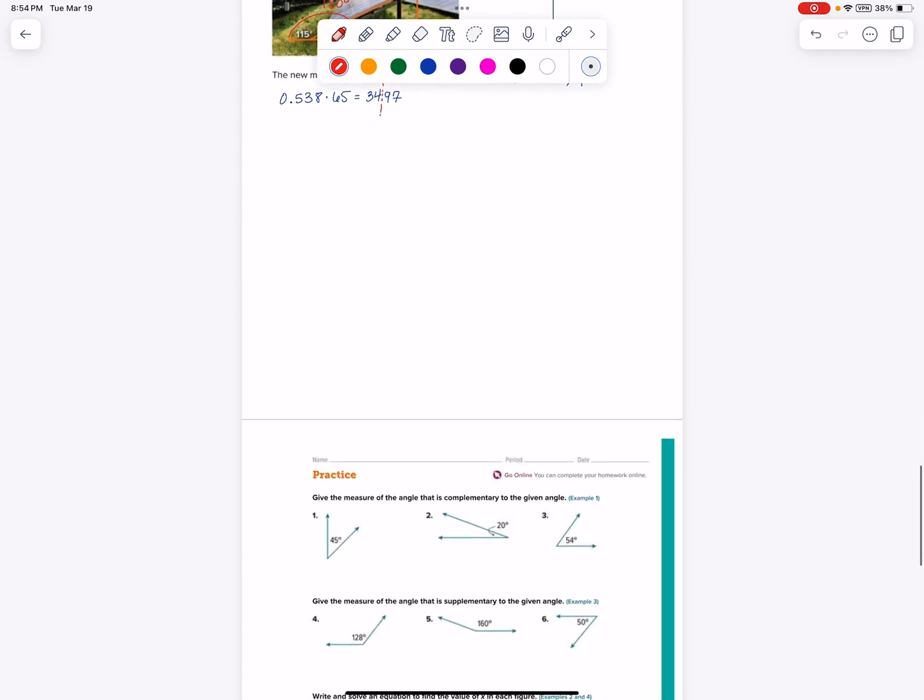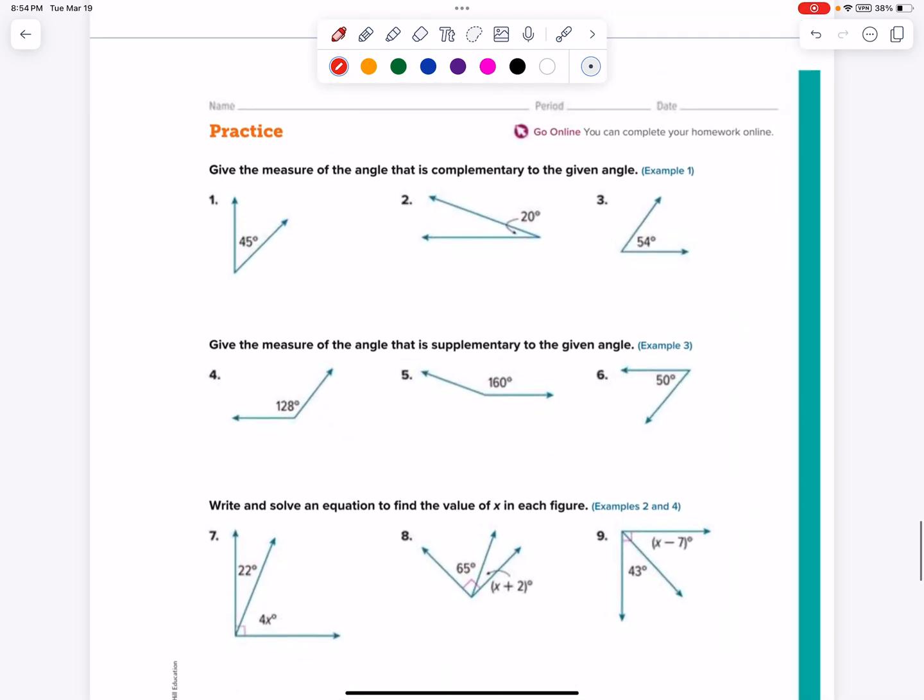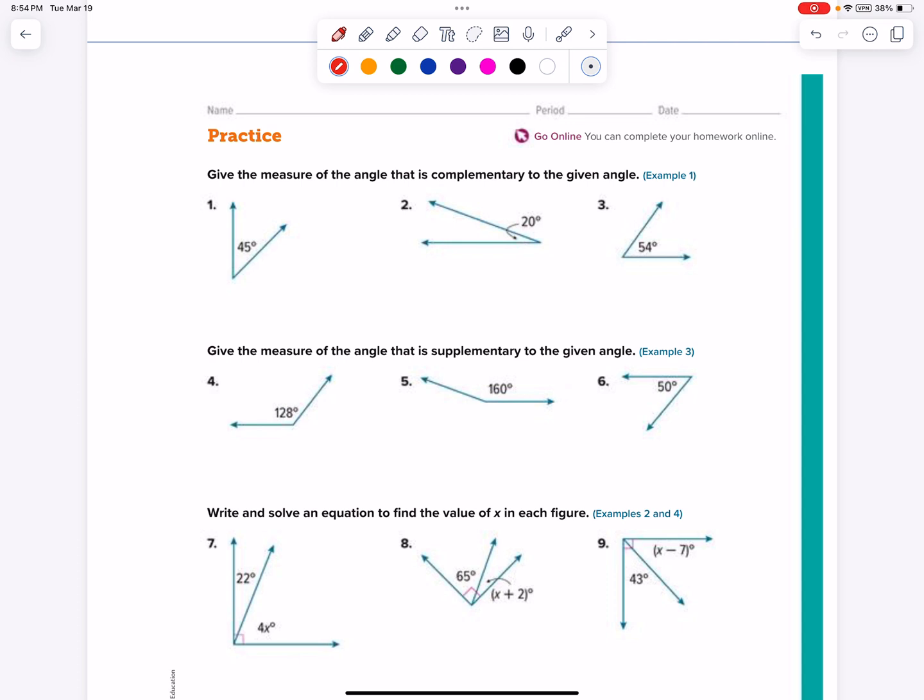Let's go ahead and head to the homework. So here are your problems. Give the measure of the angle that is complementary to the given angle. They're just giving you those angles and asking what is complementary, not supplementary. I was just drawing a straight line. We're talking about this right here, if they form 90 degrees, because remember, complementary means corner or 90 degrees.